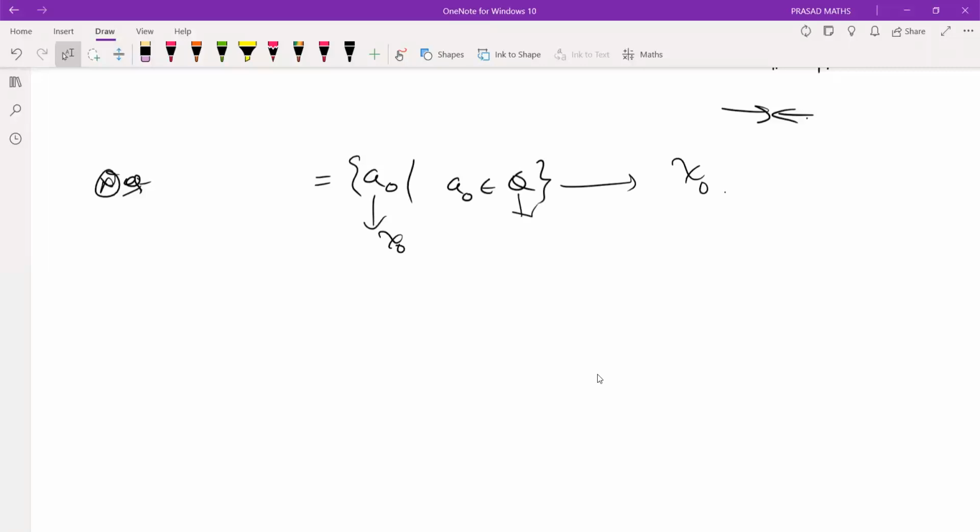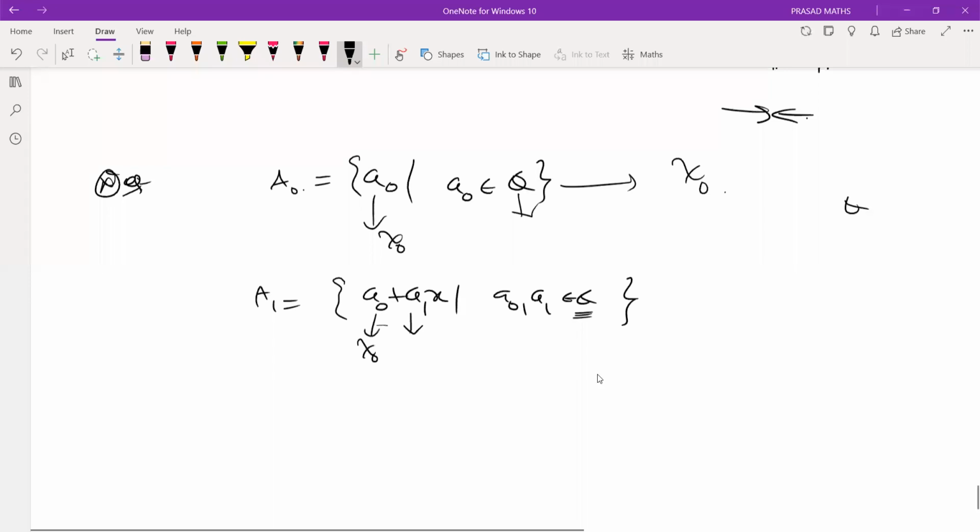Therefore the set of all constant polynomials, we call it A naught. A naught is a countable set. Suppose you take degree 1 polynomials, linear polynomials over Q. What are the choices for a naught and a1? a1 has Aleph naught choices because Q is countable now. Once Q is countable, Q is a subset of R. What is the cardinality of Q? Anybody?